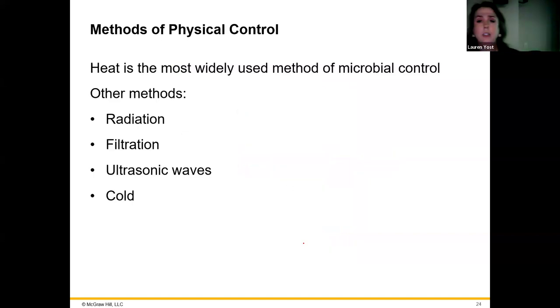All right. So heat is the most widely used method of microbial control by far, but there are other versions, okay? Radiation, filtration, ultrasonic waves, and cold. These are also physical methods. There are other ones we're going to talk about too, but I do want to mention ultrasonic waves because we're not going to be going over that in this chapter, really.